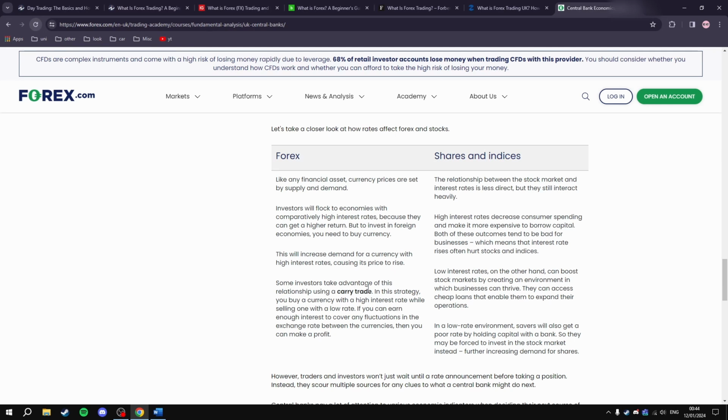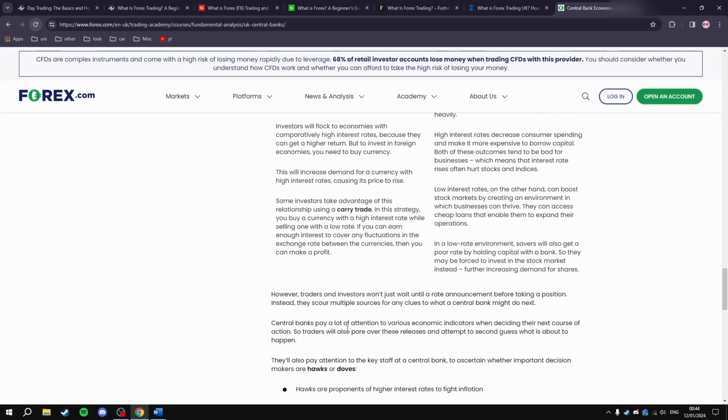Some investors take advantage of this relationship using a carry trade. In this strategy, you buy a currency with a high interest rate while selling one with a low rate. If you can earn enough interest to cover any fluctuations in the exchange rate between the currencies, then you can make a profit.